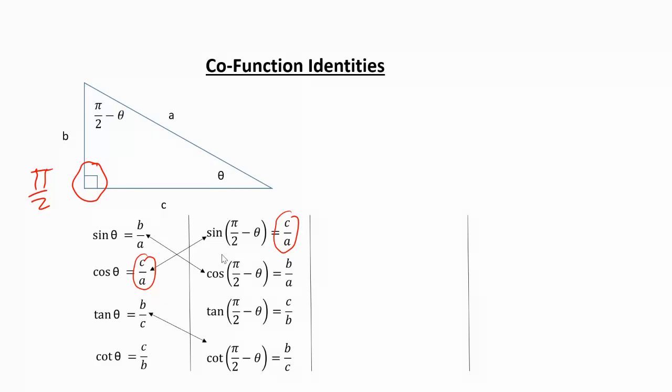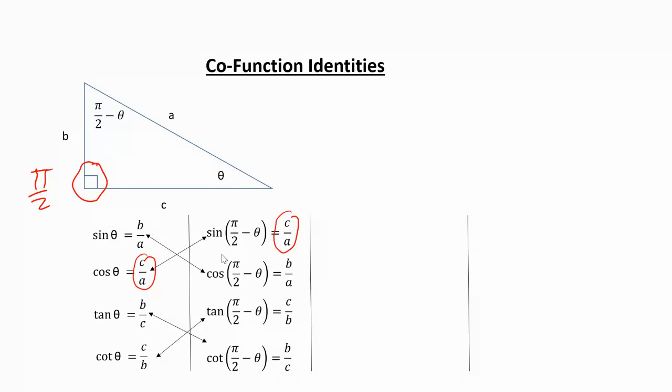There's a b over c in the first column. There's a b over c in the second column. They're both equal to two different things, so those two different things should be equal to each other. And finally, the cotangent of theta is c over b, and also the tangent of pi over 2 minus theta is c over b. So those two things seem to be equal to each other.